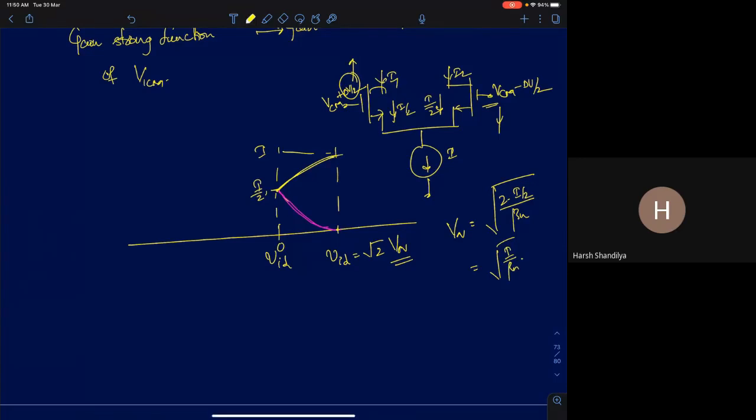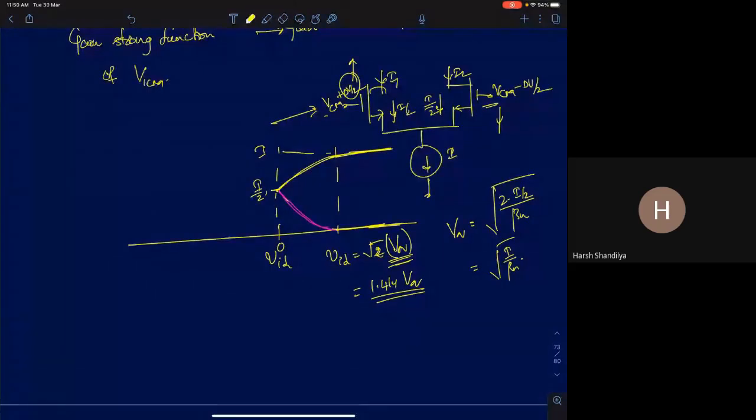If I keep increasing the differential voltage, root 2 times V overdrive, so root 2 will be 1.414 times the V overdrive. Now, as I keep increasing my differential voltage further, what should happen to the bias currents? What will happen to I1 and I2? If I keep increasing VID, it cannot increase any further, so it will remain at I1, and this current will remain at 0. It will saturate.